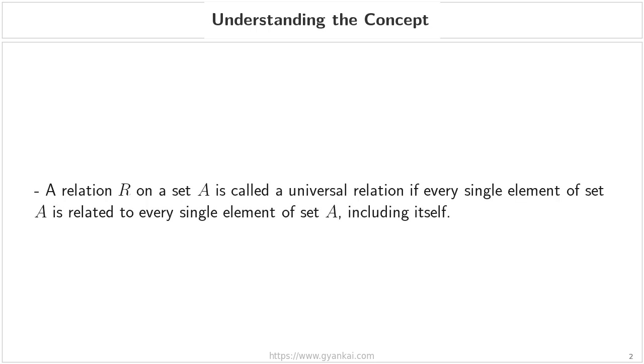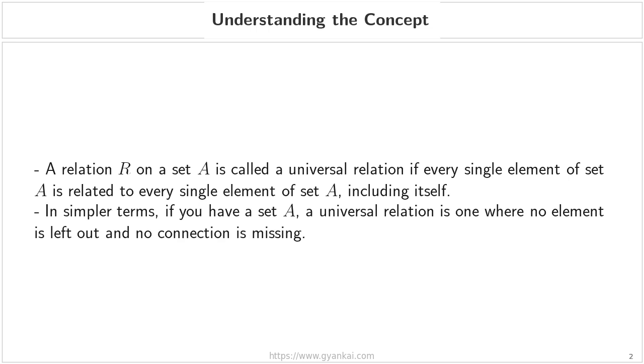Understanding the concept. Now that we have introduced the idea of trivial relations, let's dive deeper into the actual concept of the universal relation. First, let's look at the formal definition. We say that a relation R on a set A is called a universal relation if every single element of set A is related to every single element of set A, and this crucially includes each element being related to itself.